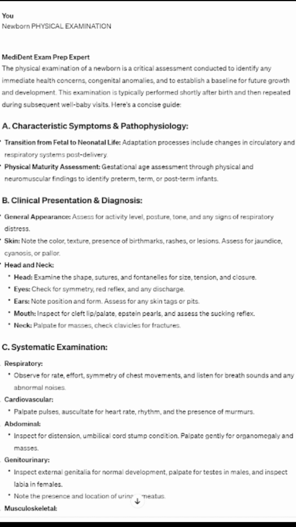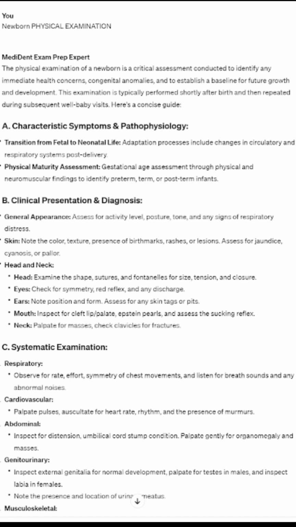B. Clinical presentation and diagnosis. General appearance. Assess for activity level, posture, tone, and any signs of respiratory distress. Skin. Note the color, texture, presence of birthmarks, rashes, or lesions. Assess for jaundice, cyanosis, or pallor.